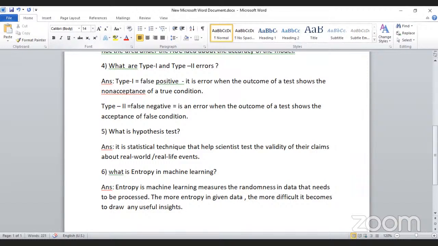Okay. My next question is the seventh one. What is epoch in machine learning?